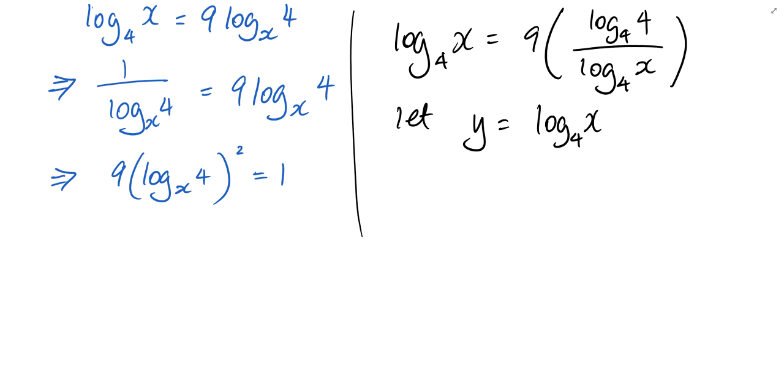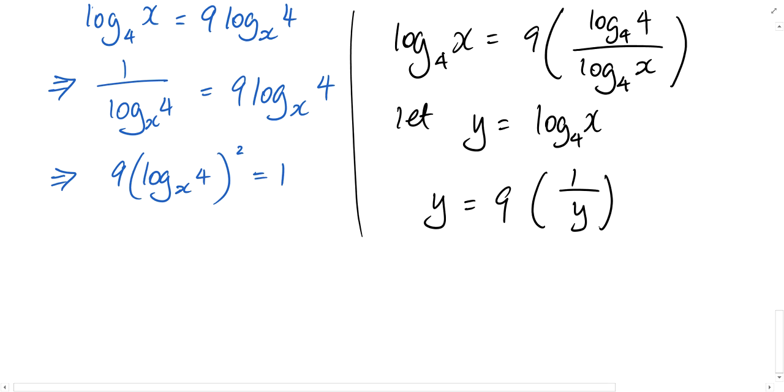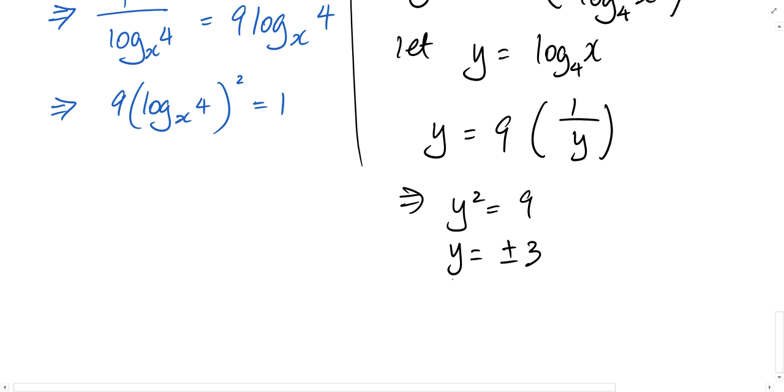Yeah. So I get y equals to 9. What is log 4 for? 1 over y. So I still get y squared equals to 9. Okay. Then y must therefore be equals to plus minus 3. So you substitute it back inside to solve for your answer. Log base 4 x equals to 3 or log base 4 x equals to negative 3. Okay, then you work it out.